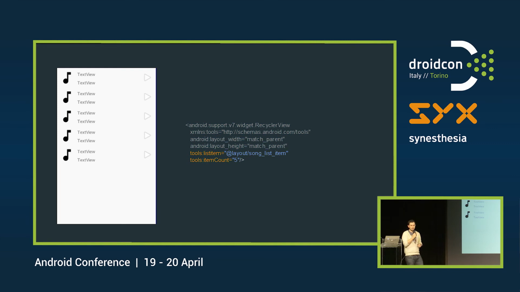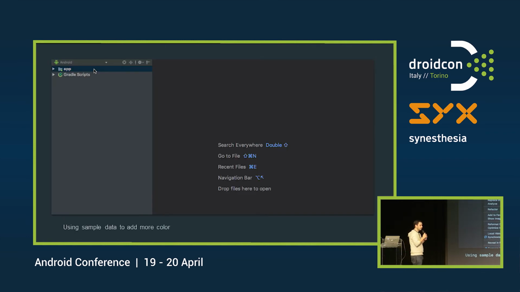So you probably already know about the list item attribute in the tools namespace. So you can do that. And basically, you can tell the layout editor, this is the layout that I plan to use at runtime. So that already looks better. It's not just lines of text. You already have a layout that you actually created. You can do other things, like customizing the number of elements. So you make it look a little bit more like what you will have in your application.